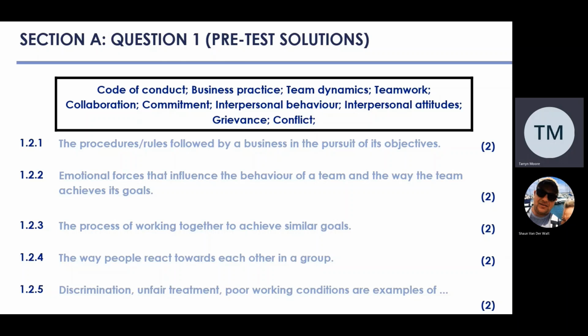Now let's look at 1.2.1. The procedure or the rules followed by a business in the pursuit of its objectives. So again, looking at our keywords, we have procedures and rules, we have the business, and we have business objectives. Now, in looking at those words, the very first thing that we need to look at is, what does my business do in terms of procedures and rules? Is that how we operate? Is that the code of conduct? Is that how we would do things as a business practice?